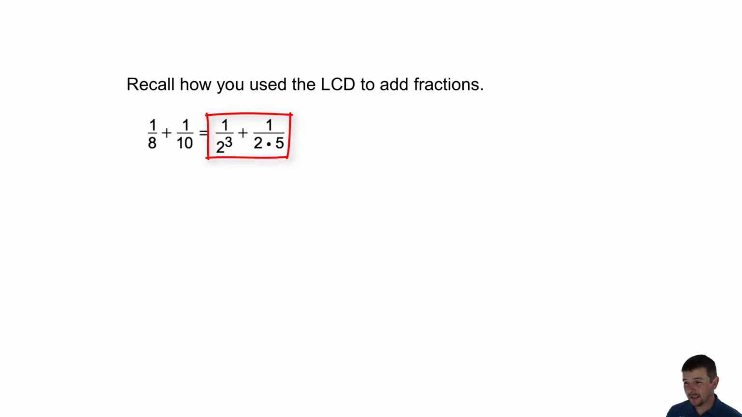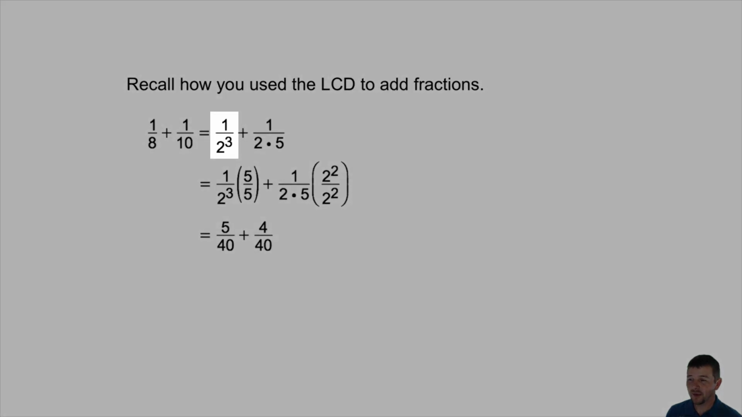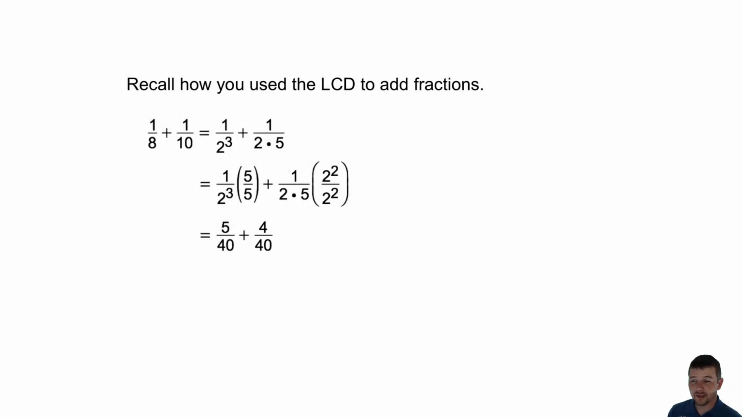Now 2 cubed has a 2 as a factor, but it's missing a 5. So we would need to multiply the fraction on the left by 1 written as 5 over 5 in order to establish a common denominator. So the left expression, 1 over 2 cubed, is multiplied by 5 over 5. That leads to 5/40ths. And the expression on the right, 1 over 2 times 5, is multiplied by 2 squared over 2 squared, and that leads us to 4/40ths. We've now established a common denominator, 40, and we can add the numerators. 5 plus 4 is 9, so our final answer is 9/40ths.